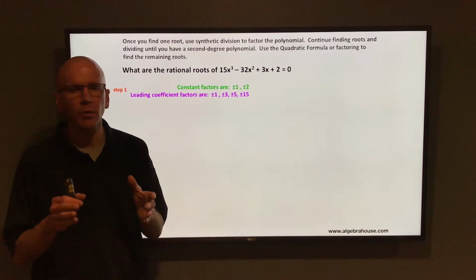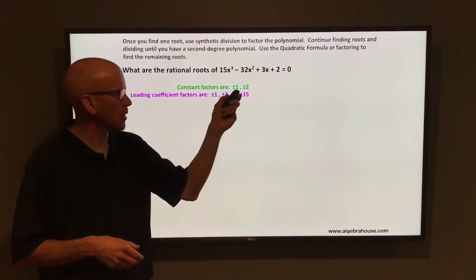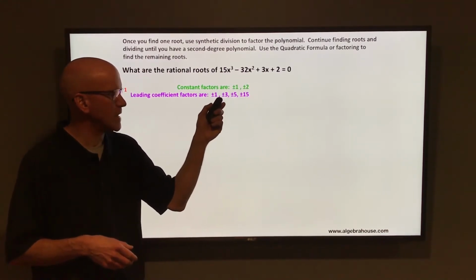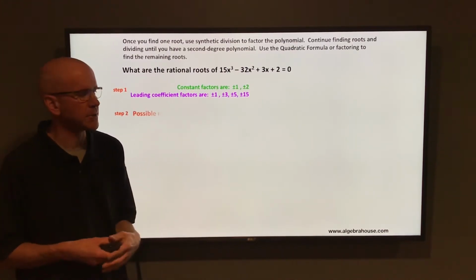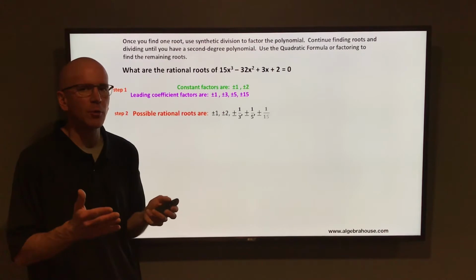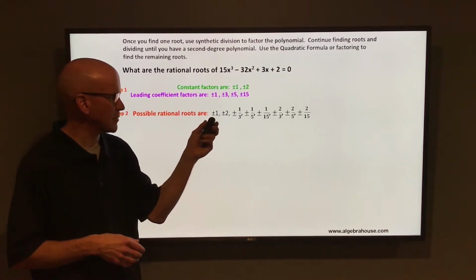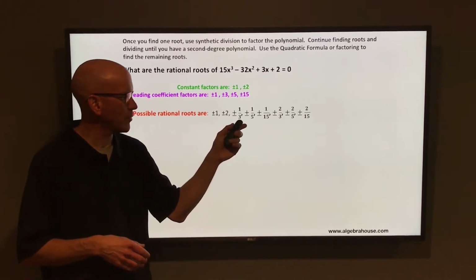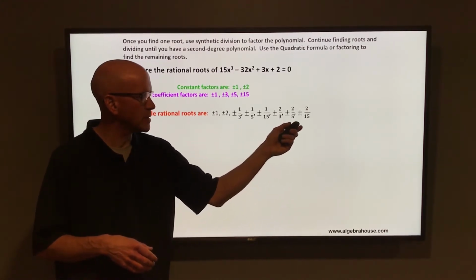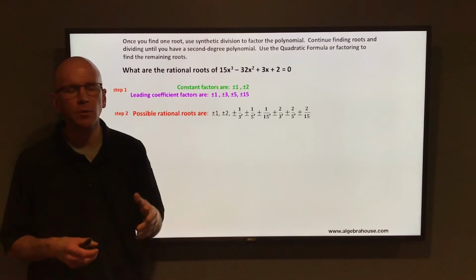So the possible rational roots are taking each one of those constant factors and putting those over each one of those leading coefficient factors. As you can imagine, you're going to end up with quite a list. So the list of possible rational roots would be the positive or negative of each one of these: 1, 2, 1/3, 1/5, 1/15, 2/3, 2/5, and 2/15. So that is quite a list.